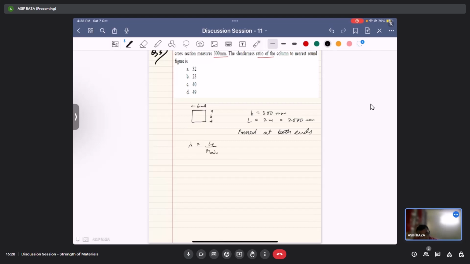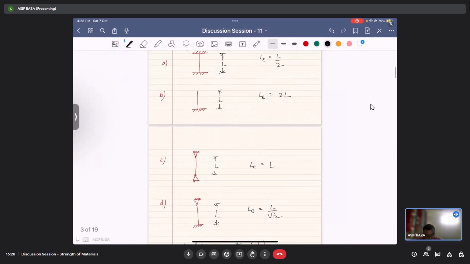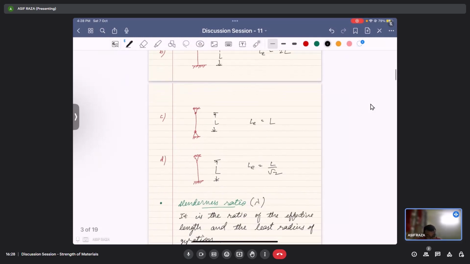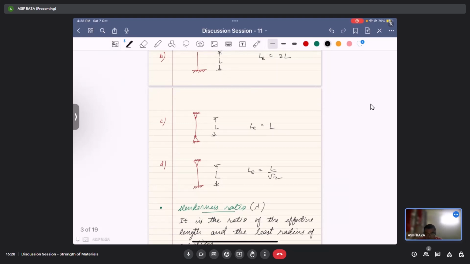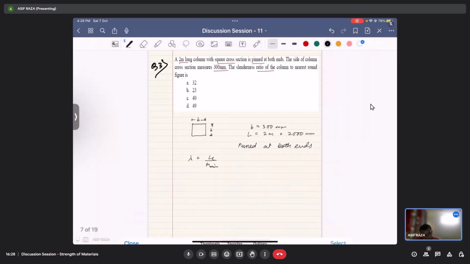Now, first thing, what would be my LE? And LE depends on my boundary condition. So let's see. The question is it's pinned at both ends. So if you see option C, my effective length is equal to the actual length. Thus, for this case, LE would be equal to L, that is 2000 mm.